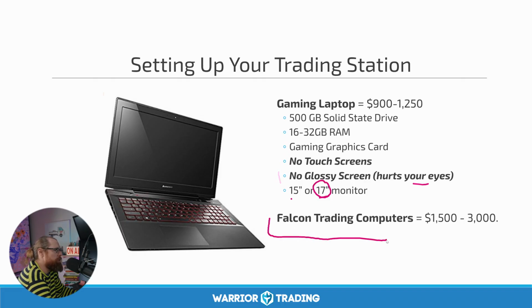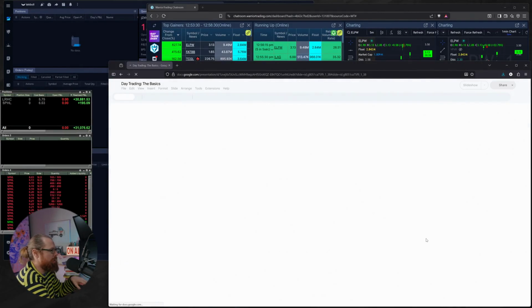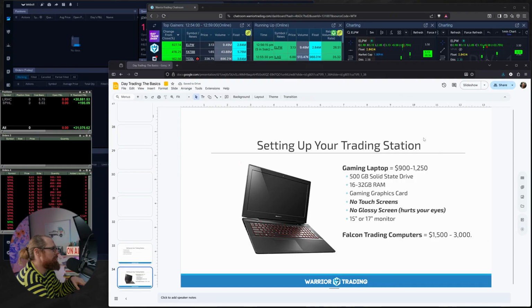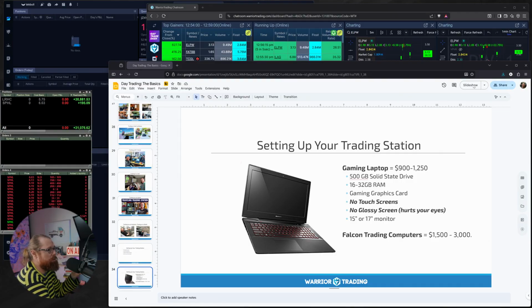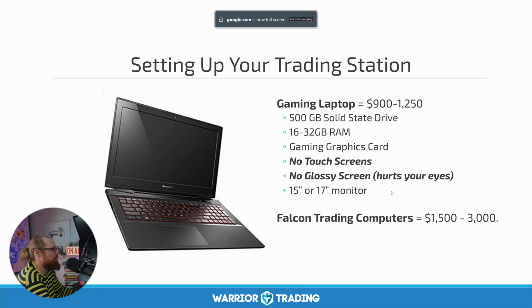Falcon Trading Computers are a computer company that makes computers specifically for trading, and they're a little more expensive. I have, let's see, 1, 2, 3, 4, 5 of them. So every couple of years I upgrade and get a new one, and I've been thrilled with them. They're great computers. They're a little more expensive, but they're great computers.